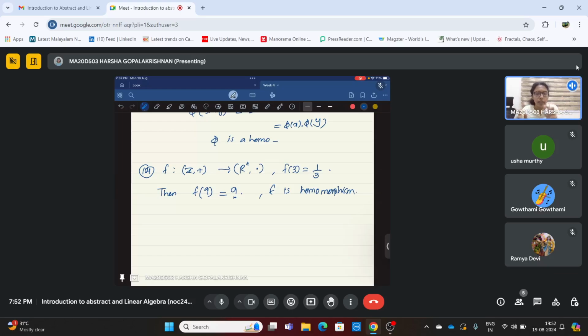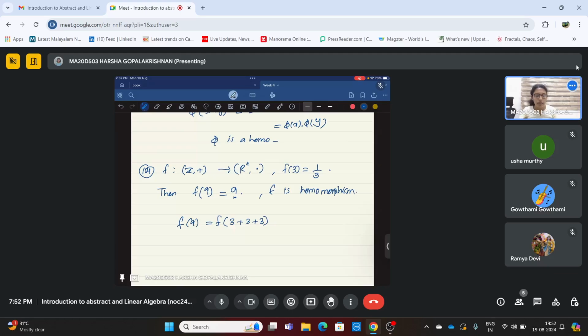Okay, using the operation addition, because addition is the operation we have in the first group. How we can write f of 9 in terms of 3? We should use just the addition. It is f of 3 plus 3 plus 3, right?